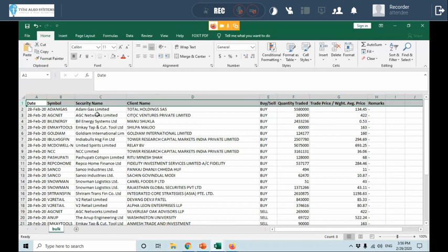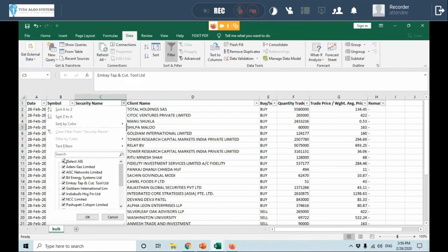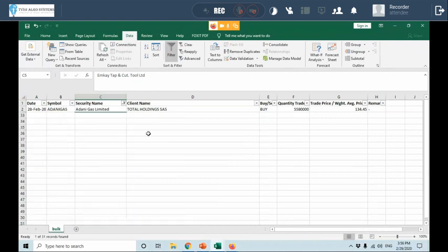Let's look at all the companies right now. Data filter. I am filtering this company by company. Adani Gas. Adani Total Gas, SAS has bought this many shares, on 28th of February.